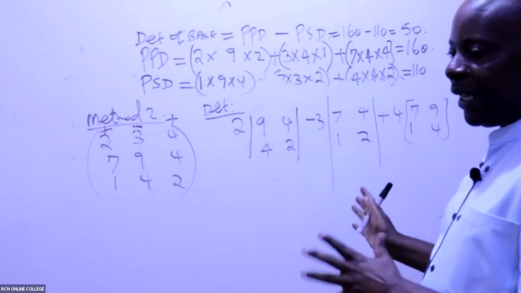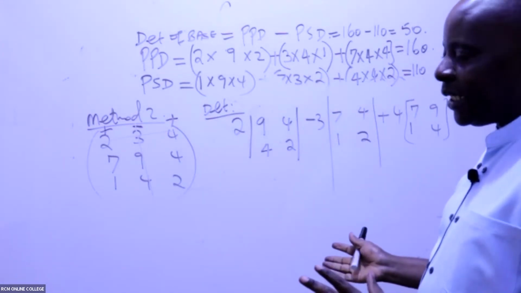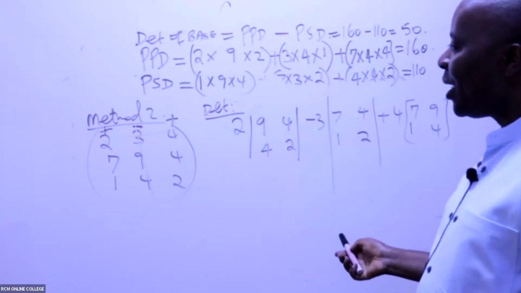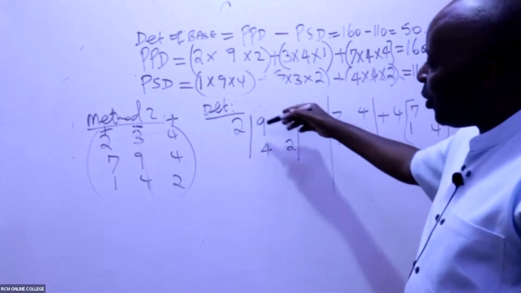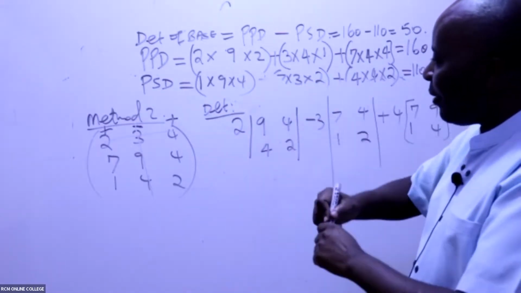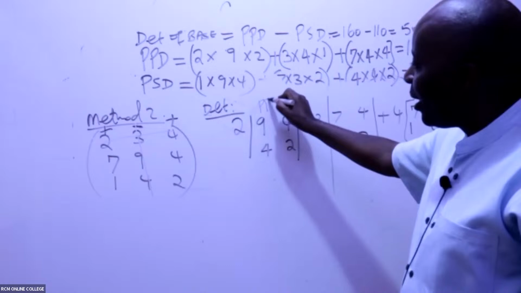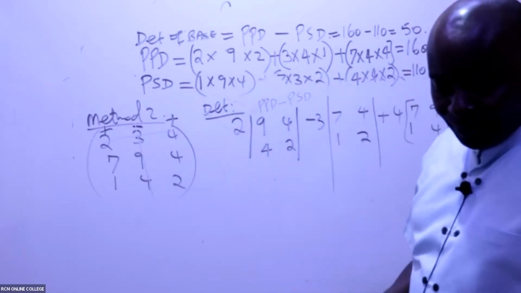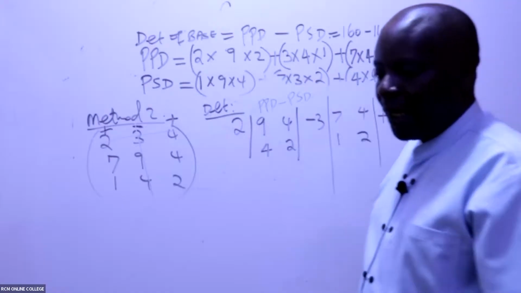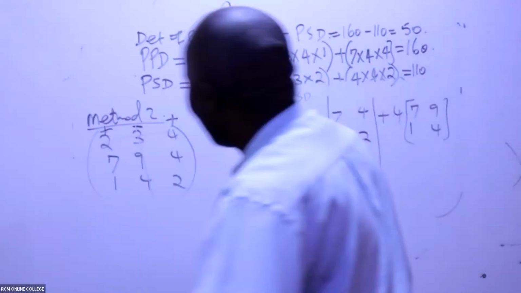And then the very best thing that you're supposed to do, ladies and gentlemen, we only use this for 3 by 3. 2 by 2 is really easy. So in this case now, the very best thing you need to do is use your calculator directly. Remember, it is product of primary diagonal minus product of secondary diagonal. So use your calculator directly here.